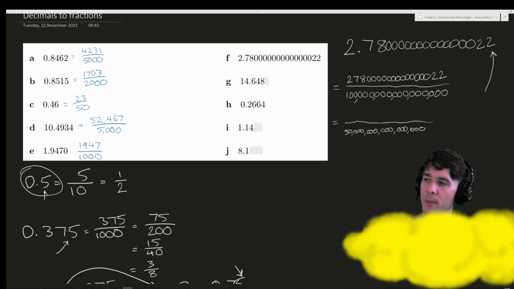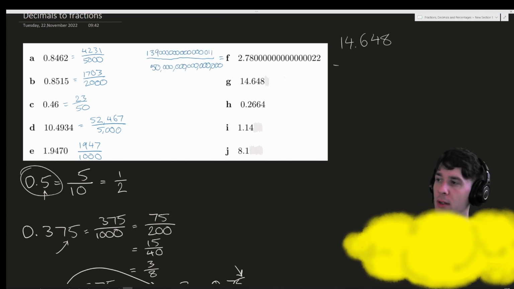If we have the 2, it becomes a 1. If we have the 78, and I'm doing this together because half of 7 is 3.5, so we're going to do half of 78. That's going to be 39. Then we're going to have 13 zeros. 1, 2, 3, 4, 5, 6, 7, 8, 9, 10, 11, 12, 13, and then half of 22 is 11. And this is our final answer.